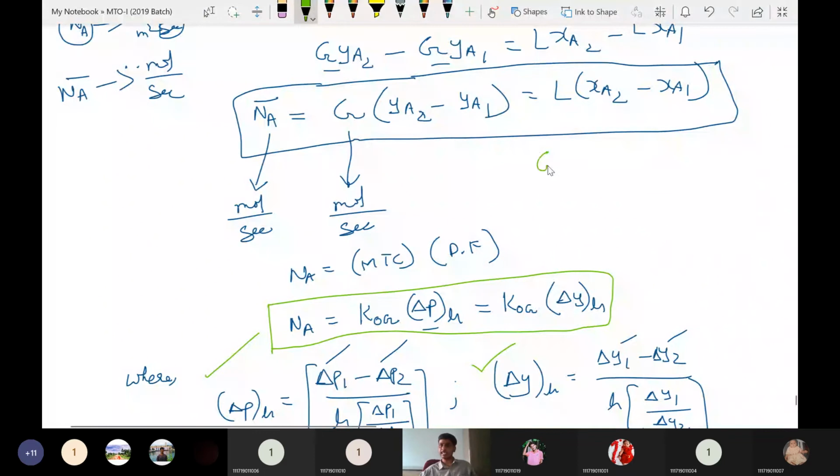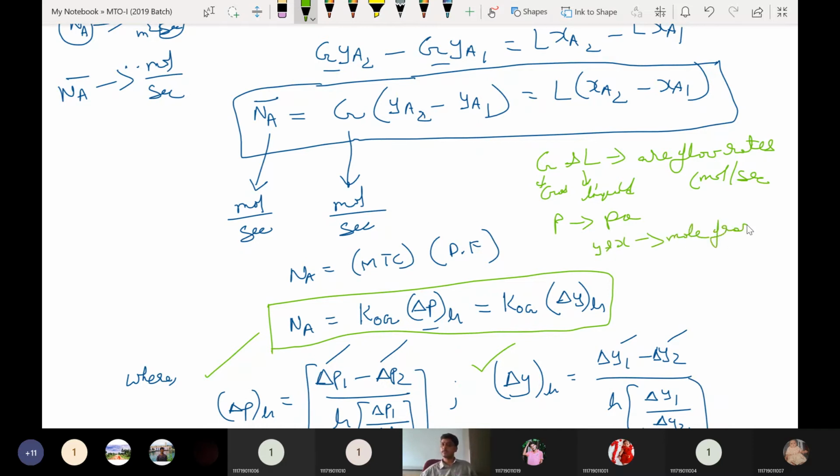So this G and L are flow rates, in mole per second. This is gas flow rate, this is liquid flow rate, and P is the partial pressure. We know that the unit of partial pressure is pascals. Y and X are mole fractions. Y is denoted for mole fraction of gas, X is denoted for mole fraction of liquid. So we have already seen this notation scheme. Is that clear?